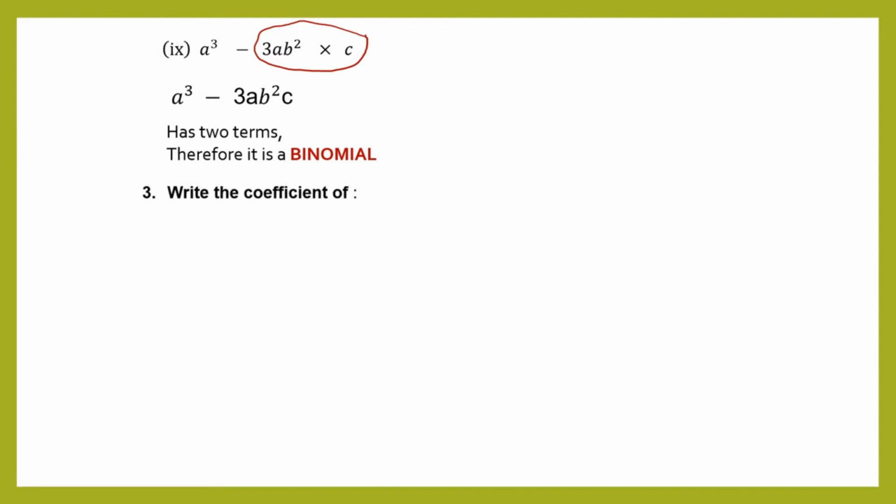Coefficient. Write the coefficient of, in the first one, xy in minus 3axy. Okay, what is a coefficient? Any factor or group of factors of a term is called the coefficient. Now I have xy. Now let me keep only xy here and look at the remaining. Now I have minus 3a. So if I leave out xy, the coefficient of xy is minus 3a.